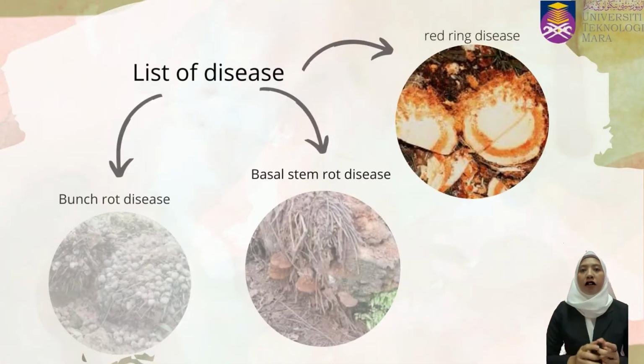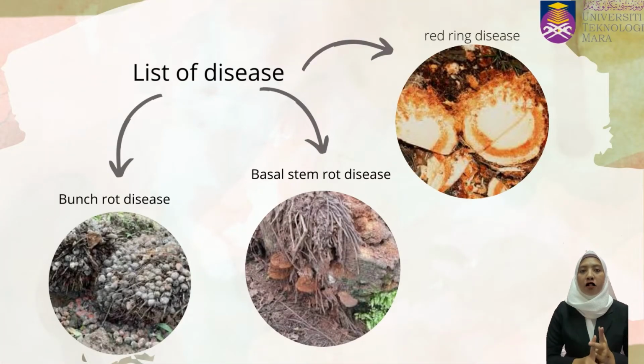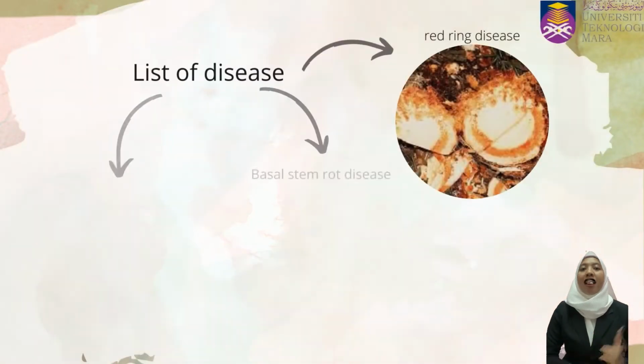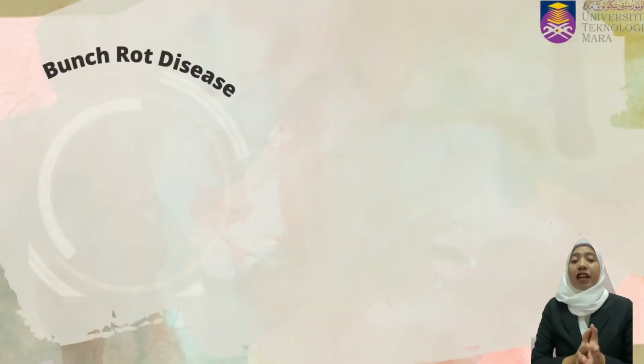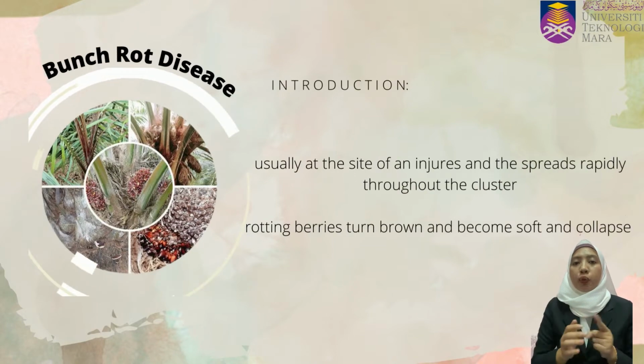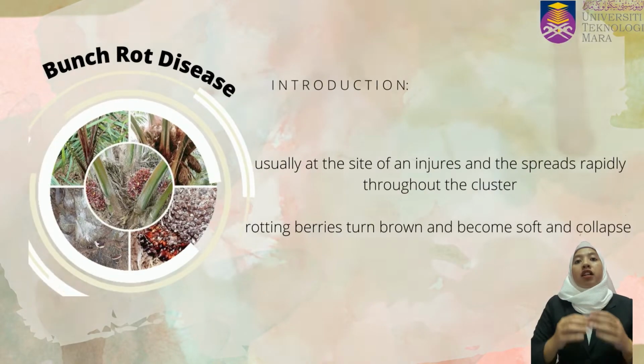Today I would like to share about the 3 diseases in the palm oil. I will explain about the bunch rot disease, the basal stem rot disease and the red ring disease. Let's check it out.